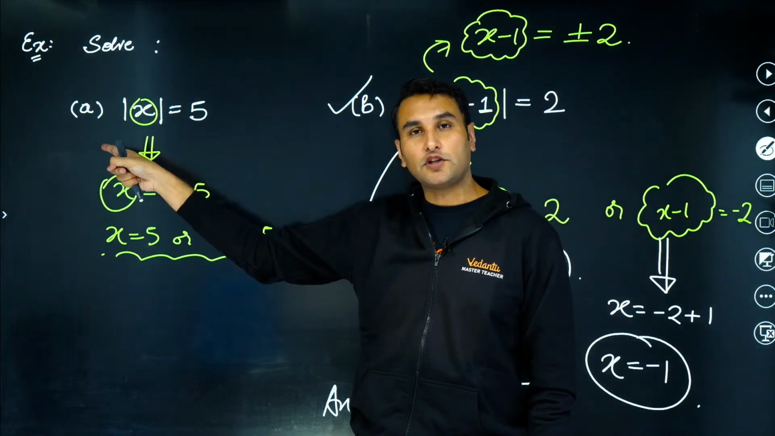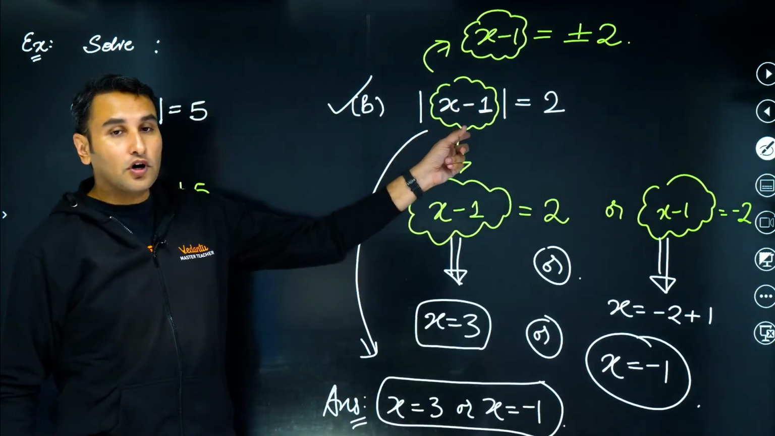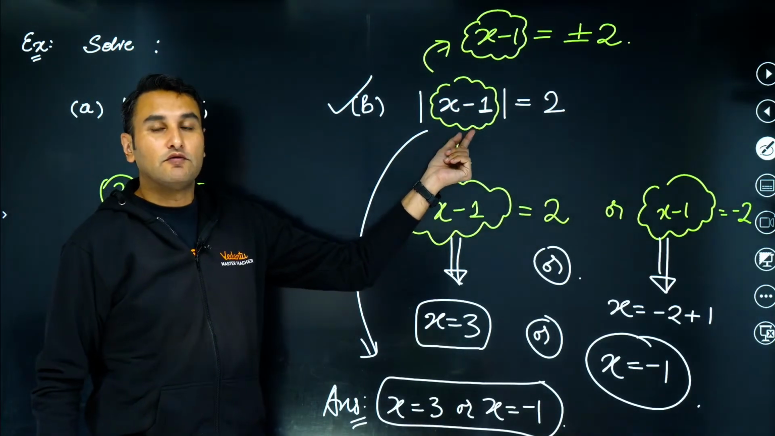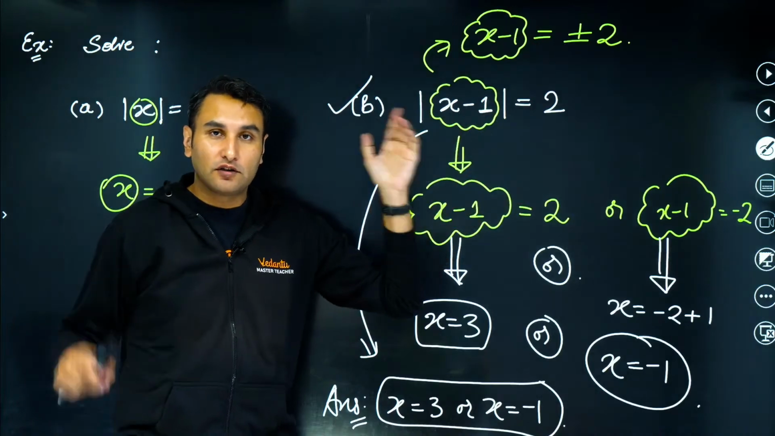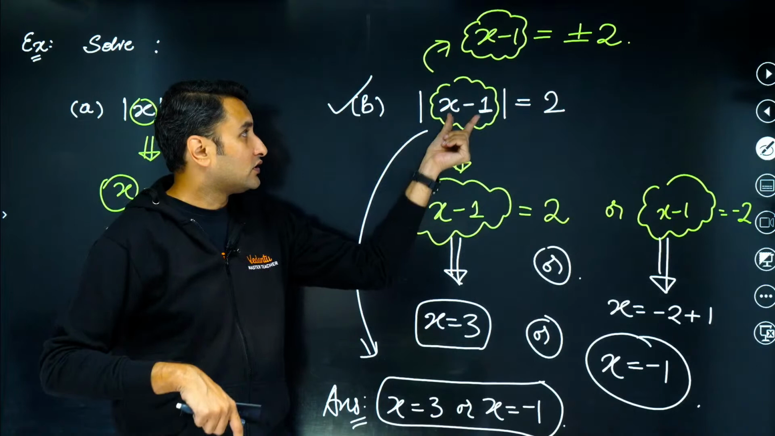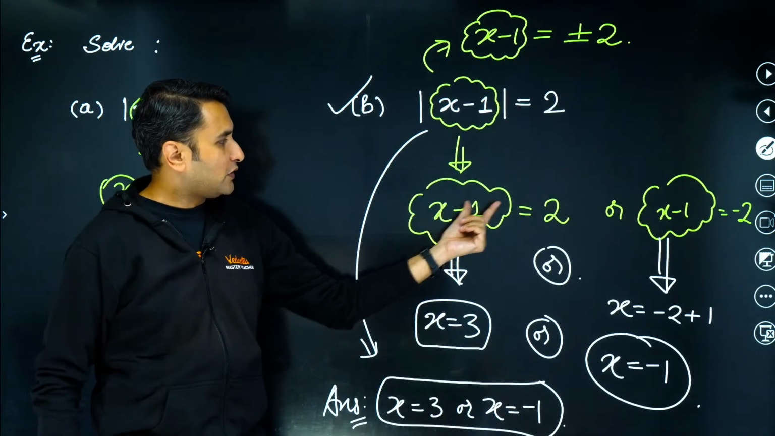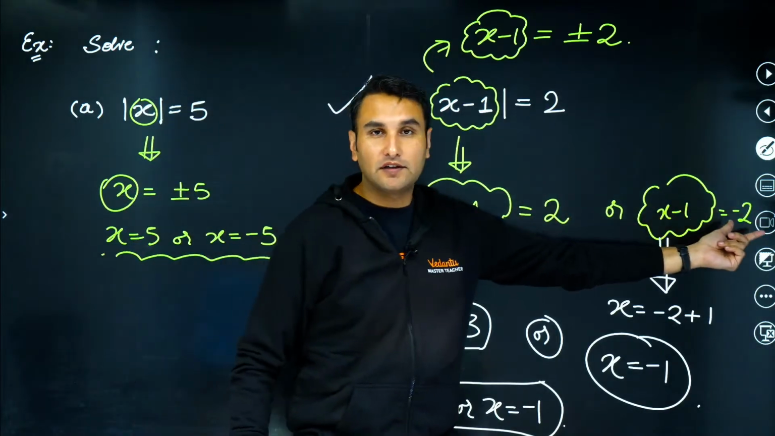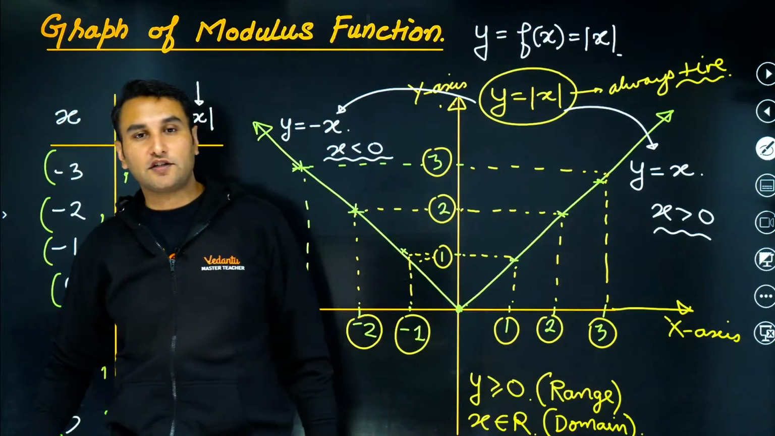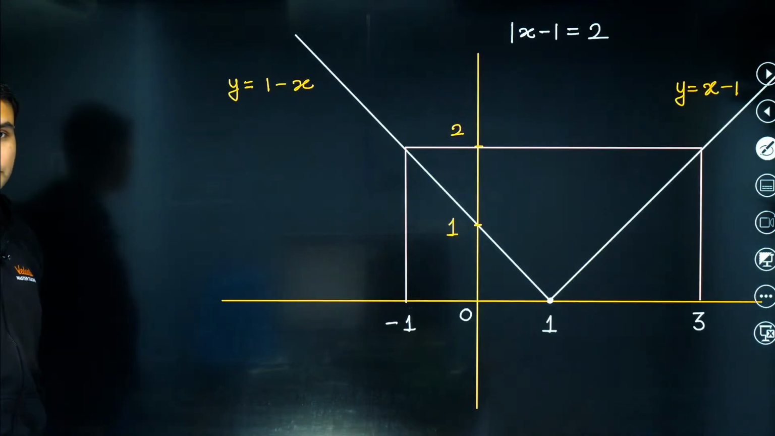The input could be plus minus 5. What is the input for the mod? X. Mod of x minus 1 is equal to 2. What is the input to the mod? What is inside the mod? X minus 1. So this input could be either plus 2 or minus 2. And then we solved. Can we visualize it using the graph? Now let's try to visualize it using the graph.